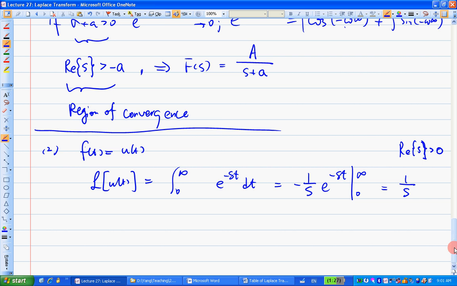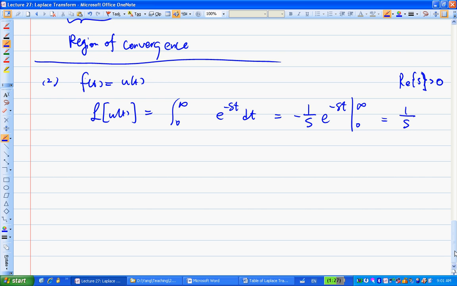I'm not going to show you everything, but essentially every result in the table can be derived by applying this definition of the Laplace transform.